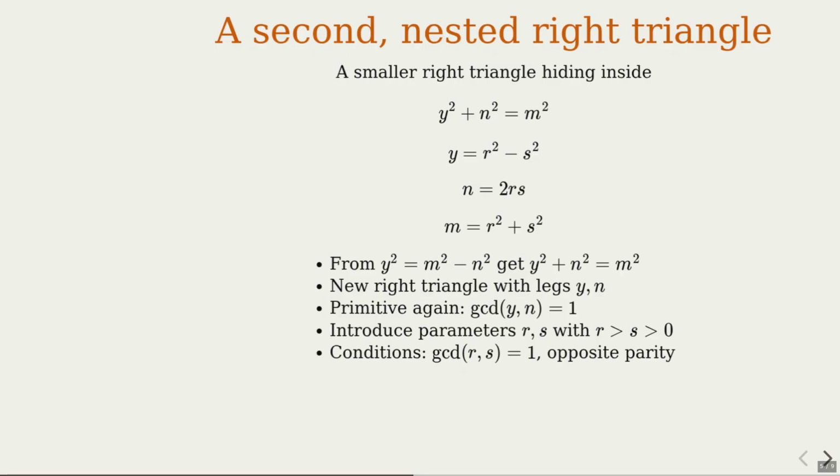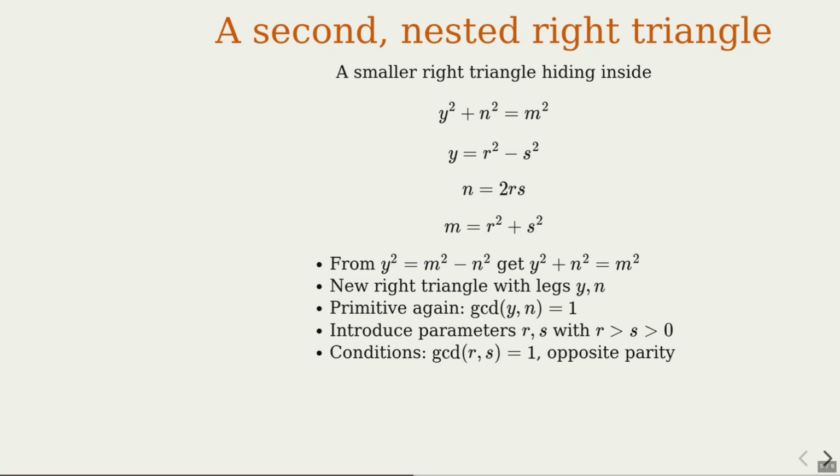Why should y and n be coprime? Could they share a factor that we have missed? If a prime divided both y and n, then looking back at the equations for x squared and y squared in terms of m and n, that same prime would have to divide x as well, and then also z.